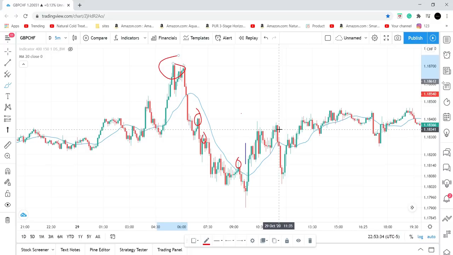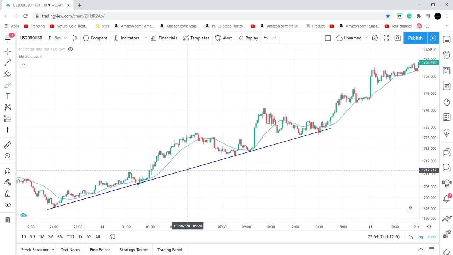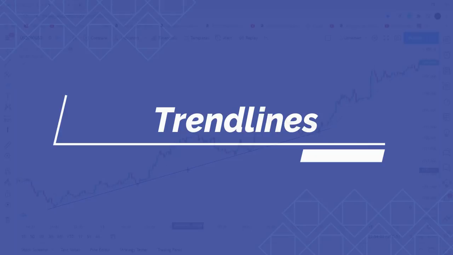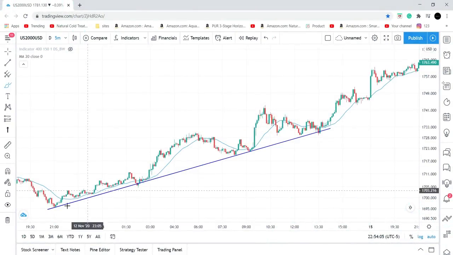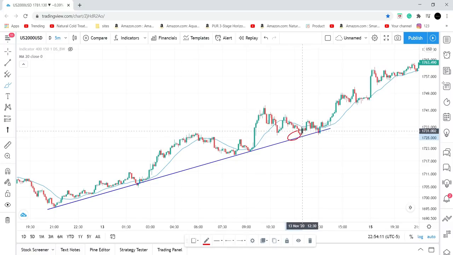So let's go to the next one, which is trend lines. Okay, so this key level, we're going to talk about trend lines. Now, we have a nice trend line going on right here, guys. And then we have a double test right here. So we have a test right here on the trend line and another test right here, right? And then we want to get in right here.